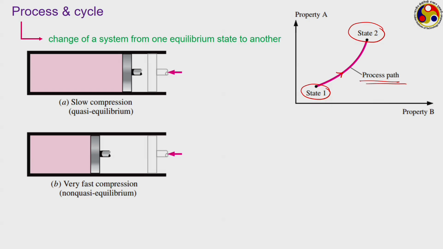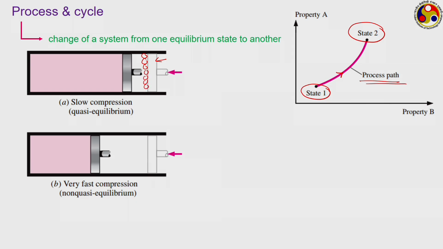Now, if a process is performed slowly, then it is possible to maintain the equilibrium state throughout the process between the initial and final states. Take this example of a piston cylinder arrangement. If the piston is moved slowly, say this is the initial position of the piston, and these are certain gas molecules which are lying on the piston before you have started to make the piston move.